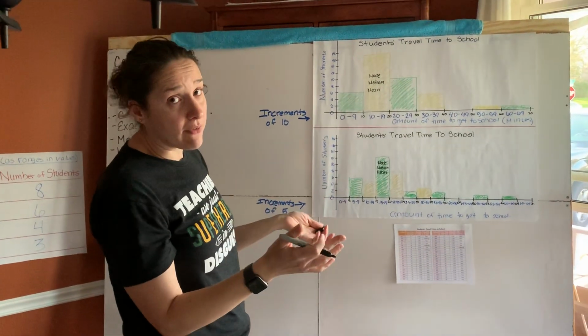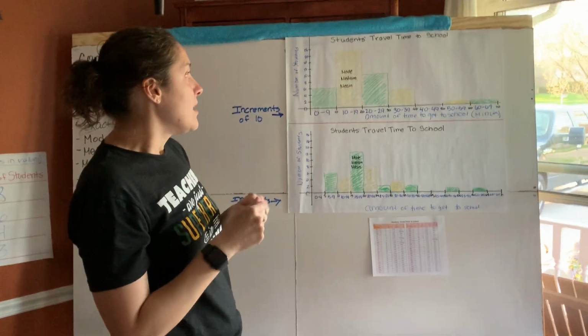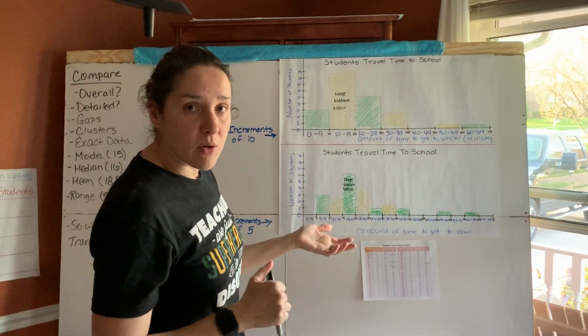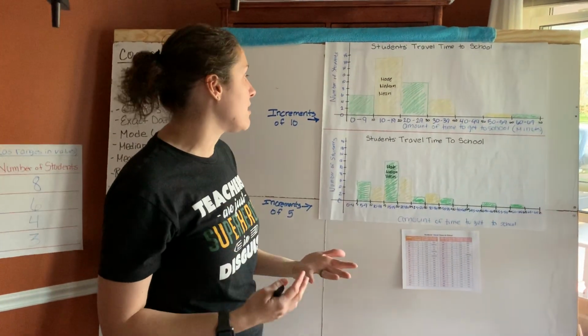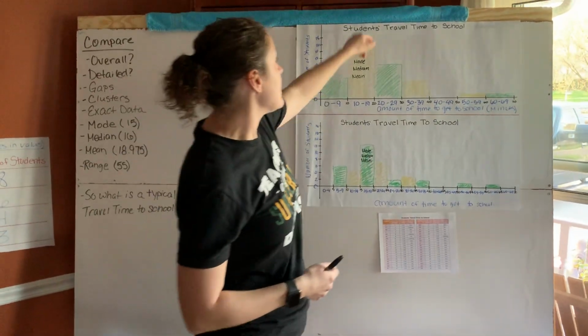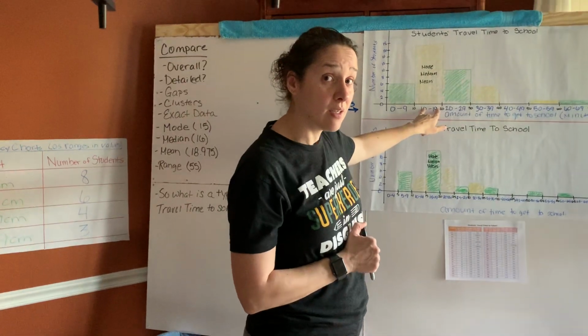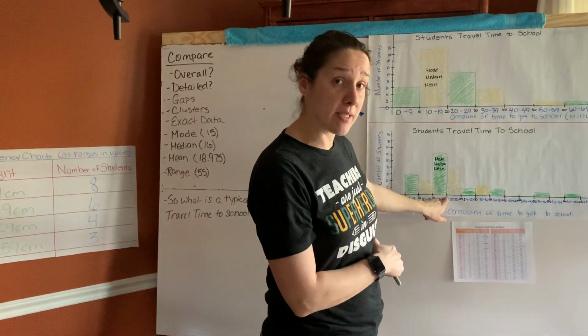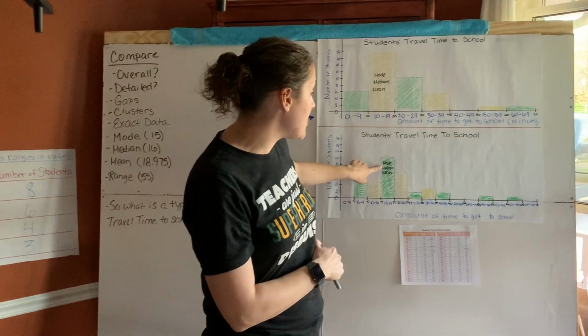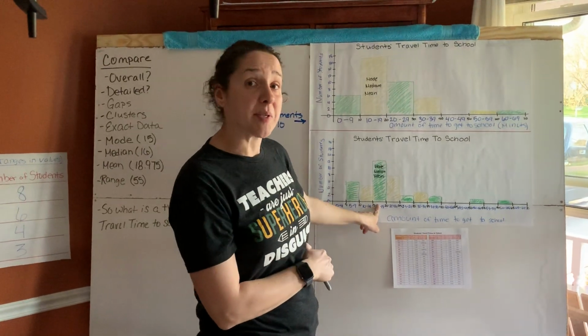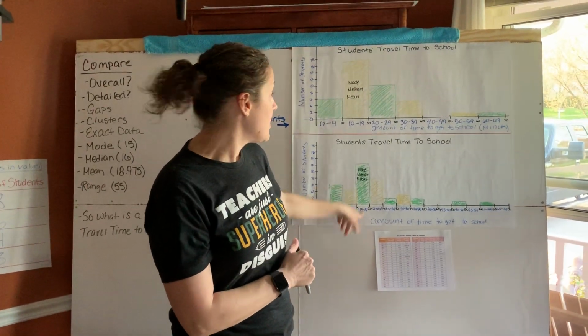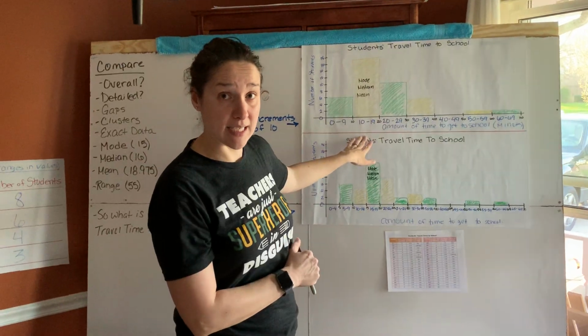Now, they're not always going to all fall in the exact same bars, but this mean, median, and mode is telling us what is typical of our data. And our data is typically between 10 and 19 minutes of a travel time to school. Even more specific, when I go down to that more detailed one at the bottom, the mode, the median, and the mean are all somewhere between 15 to 19 minutes. Even more specific than the 10 to 19.